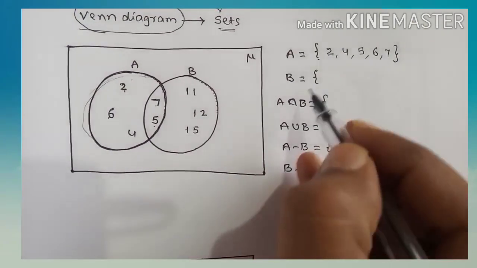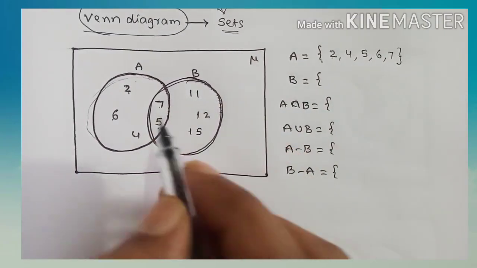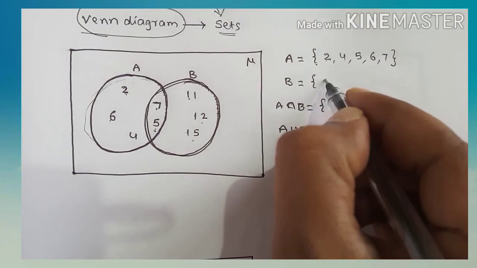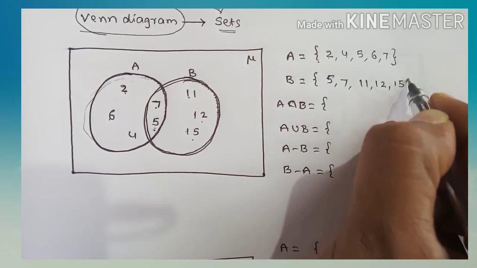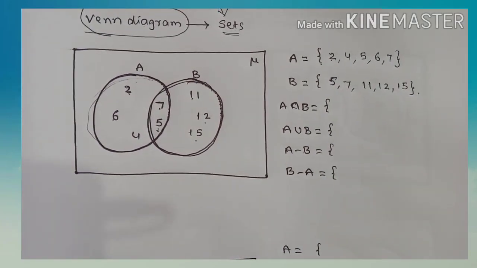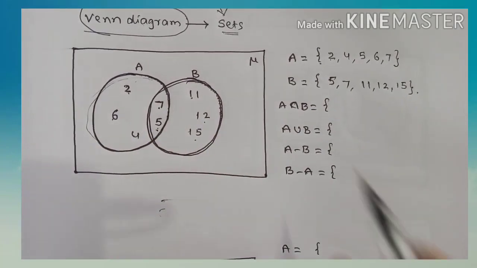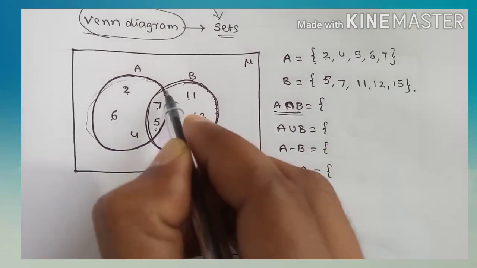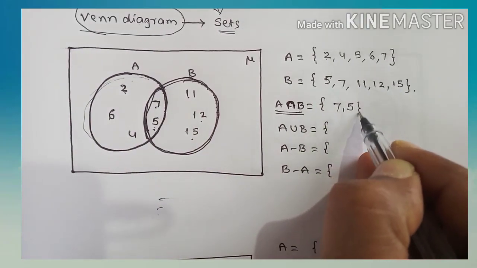Next, B means the second circle, the second simple closed figure. What are those? 7, 5, 11, 12, 15. That is 5, 7, 11, 12, 15. If we get these two, all the remaining you can solve. Otherwise you can follow from the Venn diagram also. A intersection B: we know intersection means common elements only. What are the common elements? Only 7 and 5.